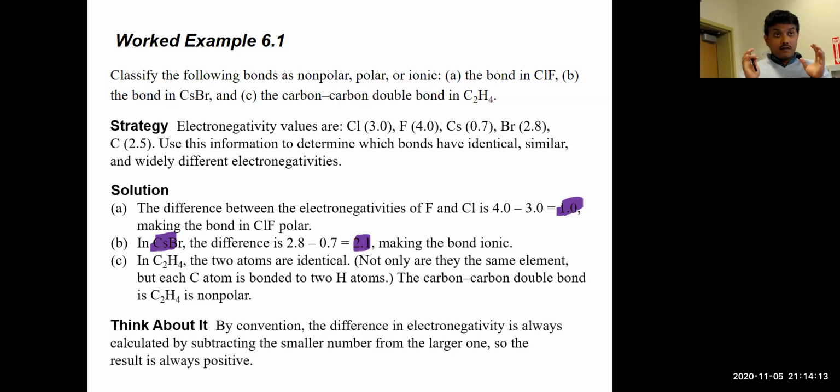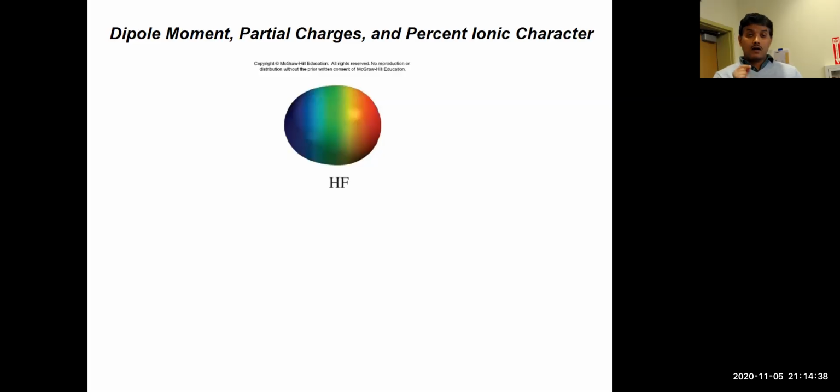So the only discussion that happened is on polar covalent bonds, because that's where all the action is happening. Polar covalent bonds are responsible for almost all the chemical reactions, because of the difference in electronegativity values in a bond. So because of that, we need to learn more about polar covalent bonds. That's what we are going to do now.